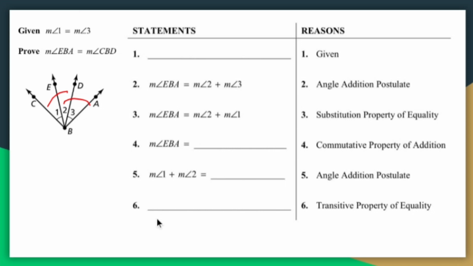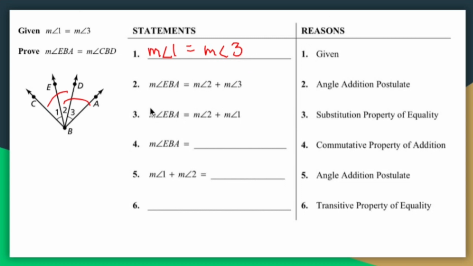Well, if you are watching my gross geometry videos in order, which if you're not, shame on you, the two previous examples looked very similar to this, where my first statement was always a given. It even tells me it's a given, so why would that change? Ninety billion percent of the time, your first statement is going to be your given for a two-column proof. So that's done.